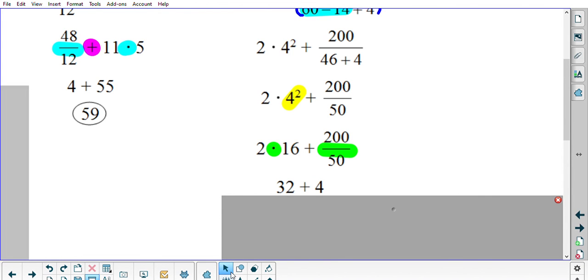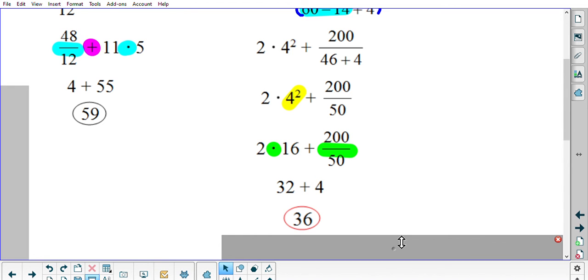And if you thought it was going to give you 40, think about this. If I had 40 50s, that's going to be a lot more than just 200. Because 50 plus 50 is 100, plus another 50 is 150. It only takes 4 of those 50s to make 200. Finally, we add them together, and that's going to give us 36.